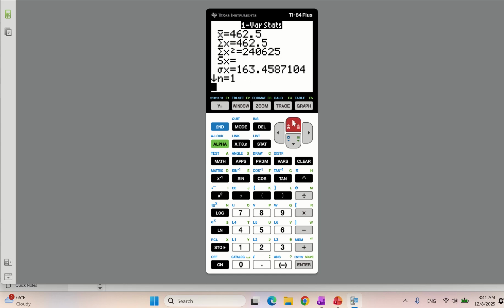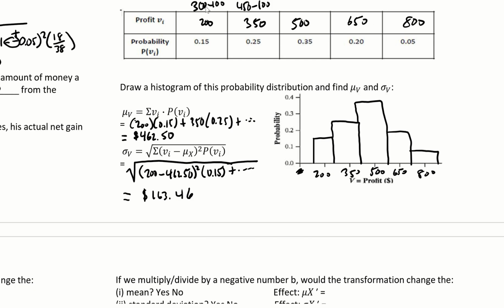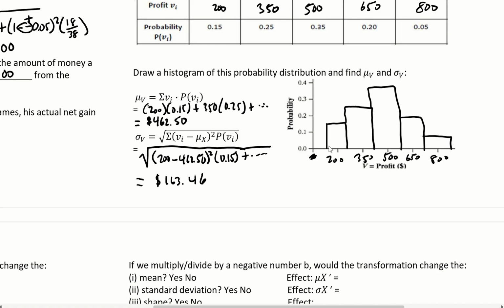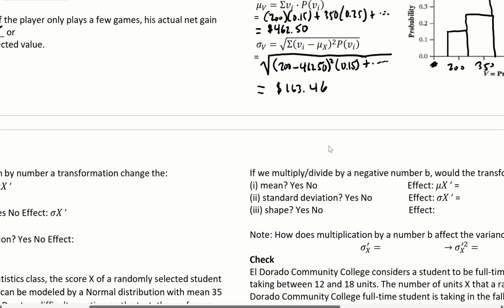So here we got our mu, which is 462.5. That's what we had earlier, and our standard deviation was 163.46. So that's what we got earlier. All right, so now that I showed you how to do that, let's go ahead and continue.